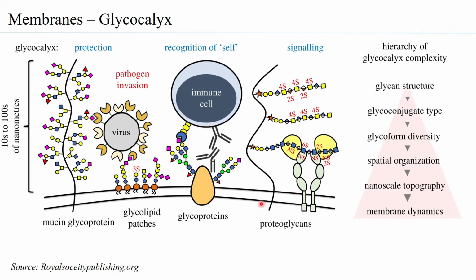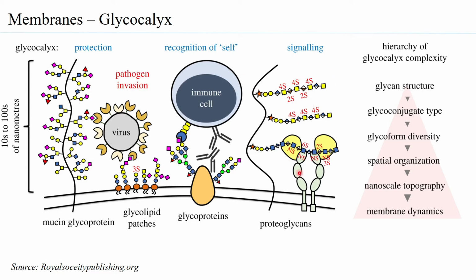to take care of the non-self, or if it is self, then it is not going to initiate the process of an immune response towards one's own cell. So that is again another important facet. Now, another important facet of glycocalyx is in signaling itself.